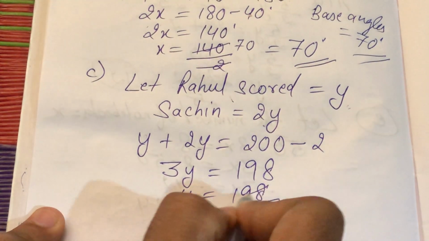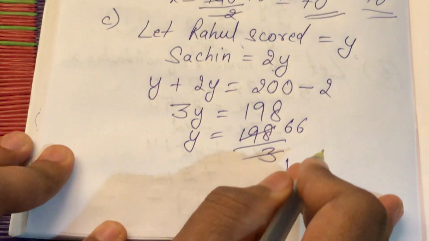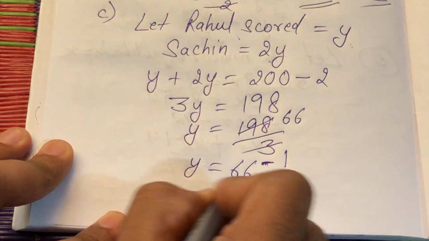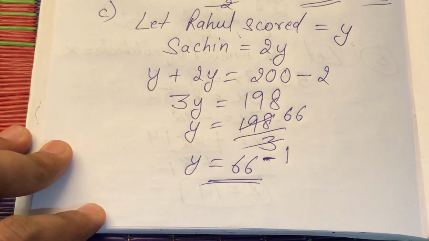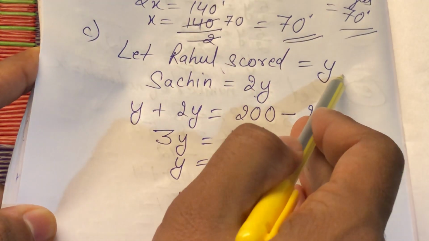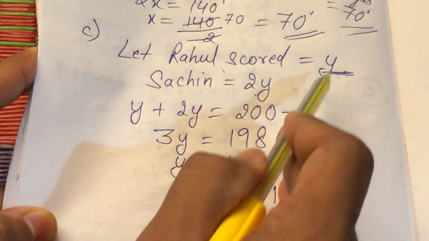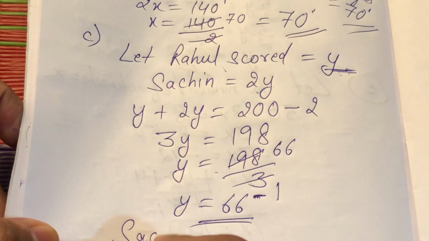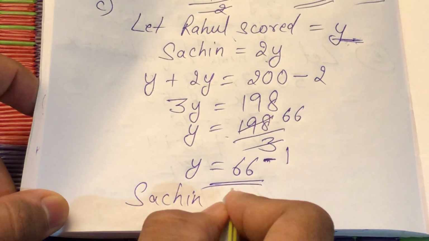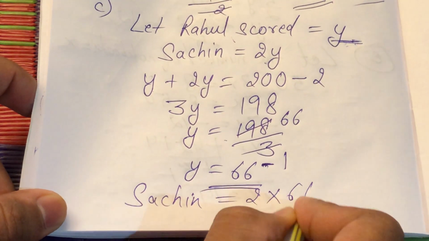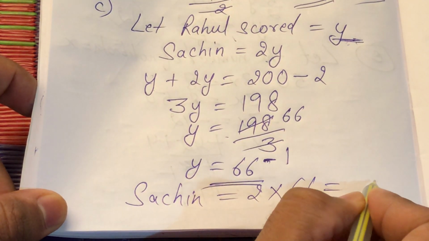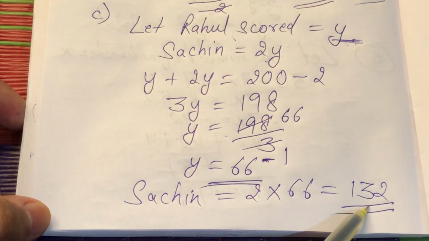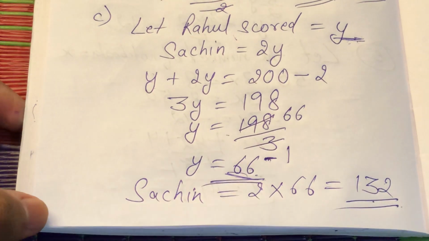So how much y are you getting? You are getting 66. That means Rahul had scored 66. How much will Sachin's be? Sachin's will be 2y, that is 2 multiplied by 66, which is 132. That means Sachin had scored 132, whereas Rahul had scored 66.